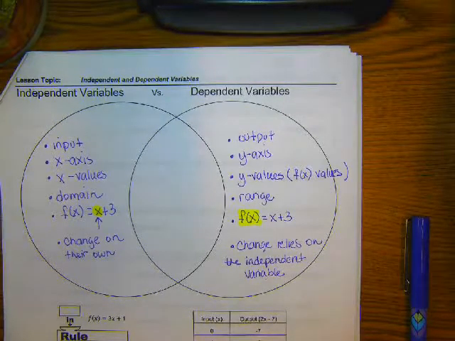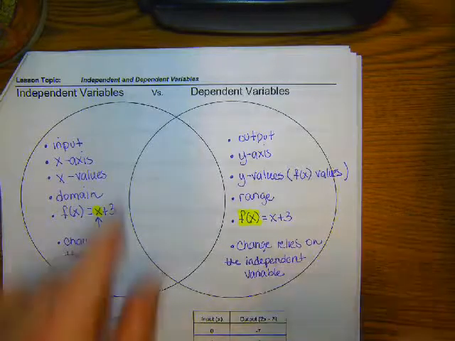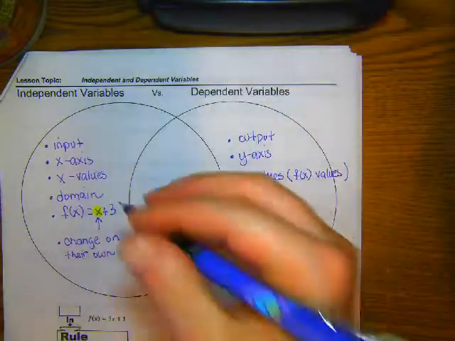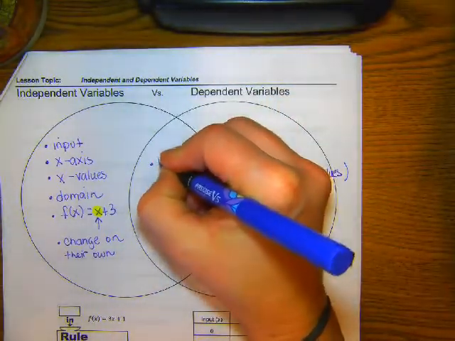So I've listed some ways that independent and dependent variables are different. But how are they the same? Well, both of them are variables. That's one way that they're the same.